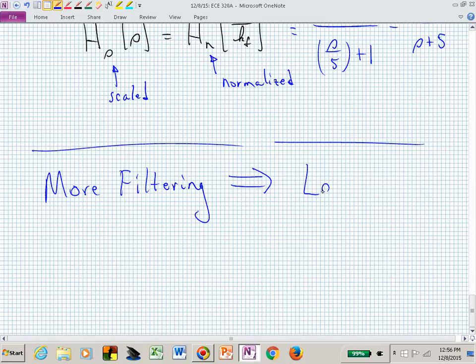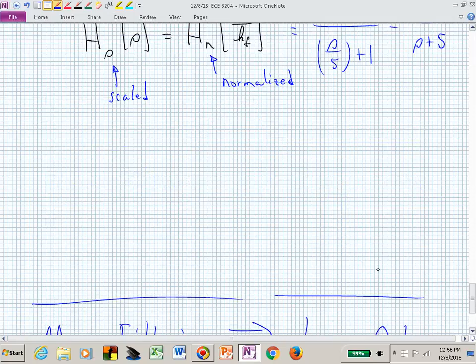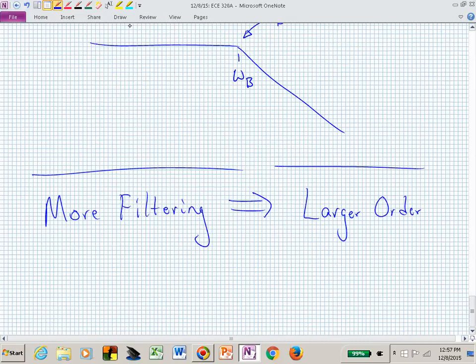Clarify what bandwidth is? The question was, what is the bandwidth? All I'm saying is that if we had a low-pass filter, then this frequency, whatever that is, let me just say omega sub b, that's our bandwidth. And this is for a low-pass filter. Is that clear or not? There was another question.